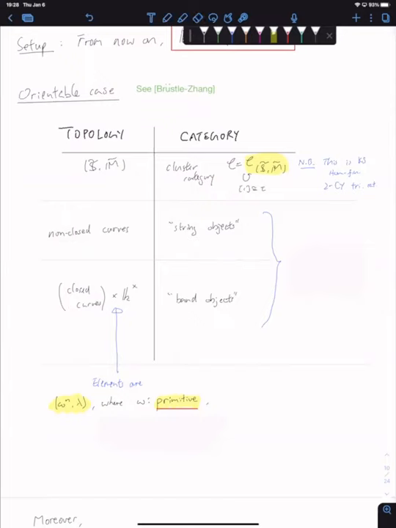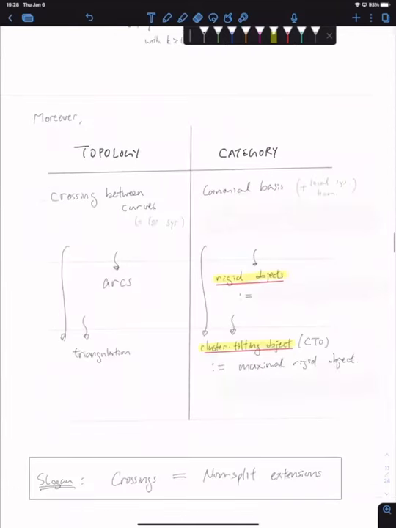So in practice, I will write an element in this form, by a primitive closed curve. And by that, I really mean a closed curve which cannot be written as a power of some shorter closed curve. So these string objects and band objects contribute to the whole family of indecomposable objects inside the cluster category. And this is not the end of the story. As I told you, there's a correspondence between triangulations and cluster tilting objects.